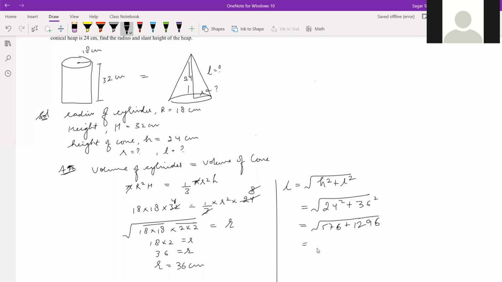Now taking out the factors of 1872, you will get 12 root 13. This 1872 can be written as 144 into 13, where the under root of 144 is 12. So 12 root 13 will be the answer. Or you can take out the prime factors simply. This is done.